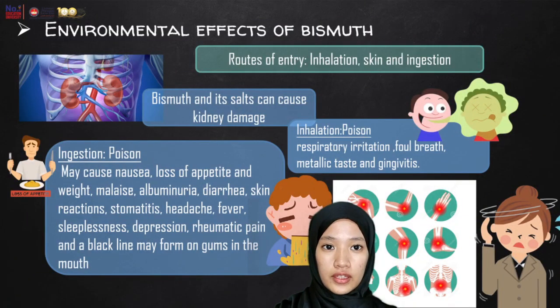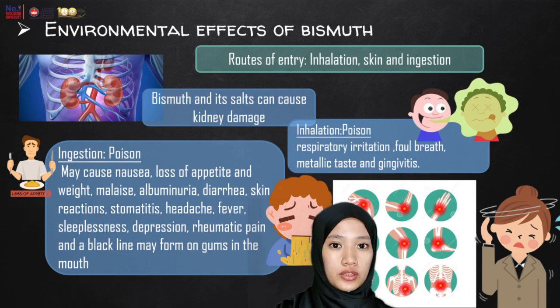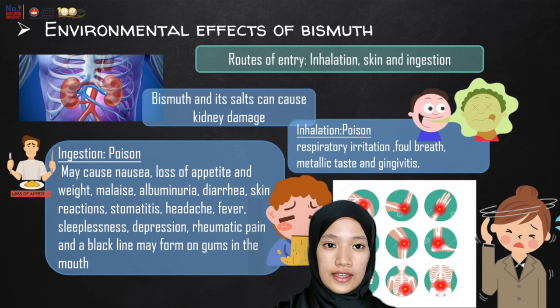Environmental effects of bismuth. Bismuth and its salts can cause kidney damage. The routes of entry are by inhalation, skin, and injection. Inhalation poison may be a noxious dust causing respiratory irritation, and may cause cold breath, metallic taste, and gingivitis. Gingivitis is a common problem.